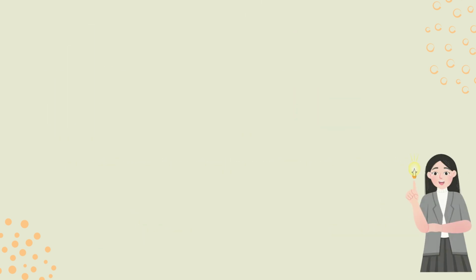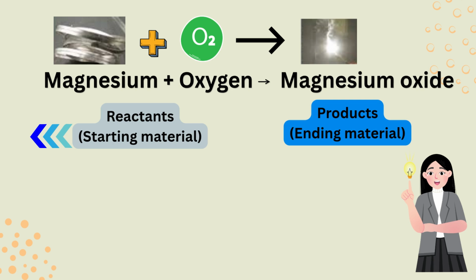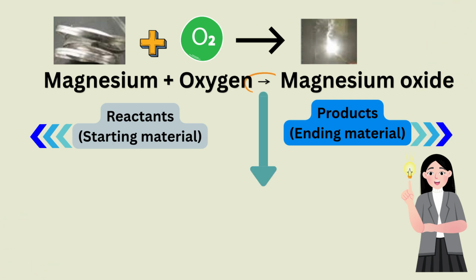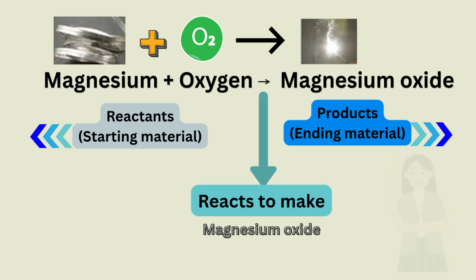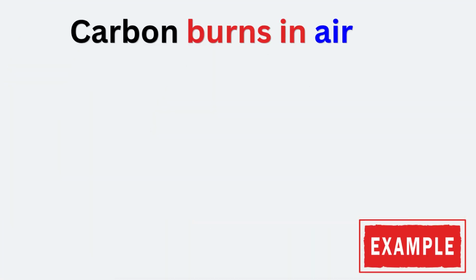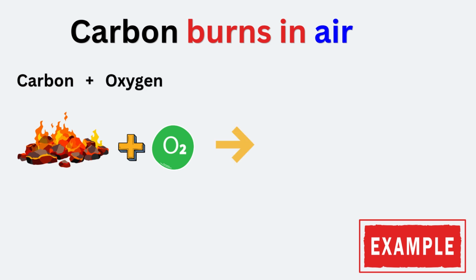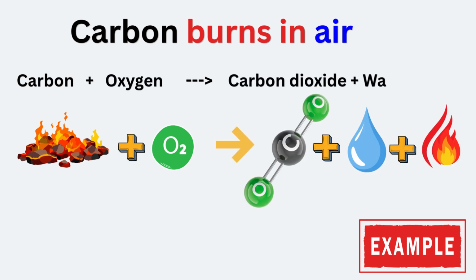So always remember, the left side is the reactant and the right side is the product, and the arrow means it reacts to make something new. Let's see more examples. When carbon mixes with oxygen, it gives carbon dioxide. This happens when carbon burns in the air.